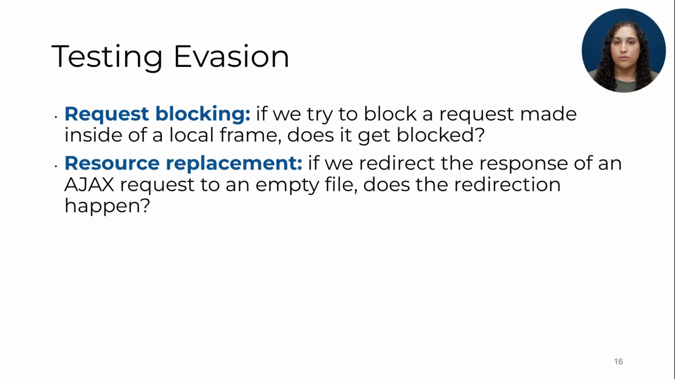For resource replacement, we chose a representative example of AJAX asynchronous requests to be redirected. So again, we created a bunch of AJAX requests inside local frames. We set filter rules in different content blocking tools to try and redirect the response of that request, and checked whether that redirection was actually successful inside of local frames.